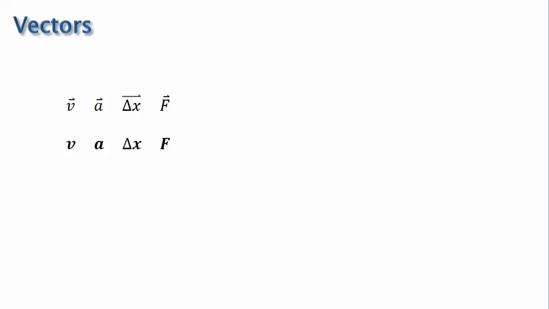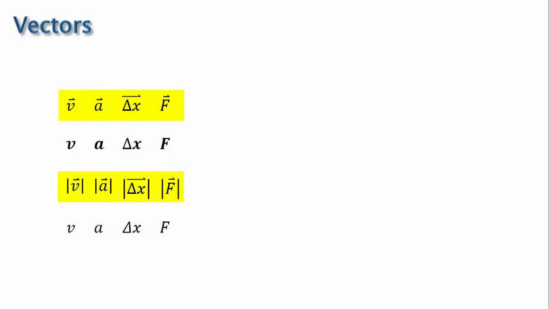Remember that vectors include a magnitude and an angle. Sometimes we need to refer to the magnitude aspect of a vector. So to do that, we put absolute value symbols around the vector like this, or the vectors may be written without the arrow on top and not bolded like this. For clarity, I'll write vectors and the magnitudes of vectors in these forms.